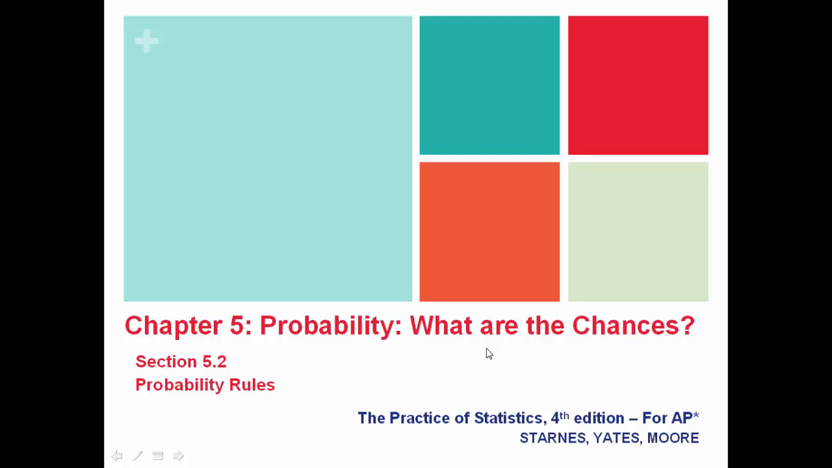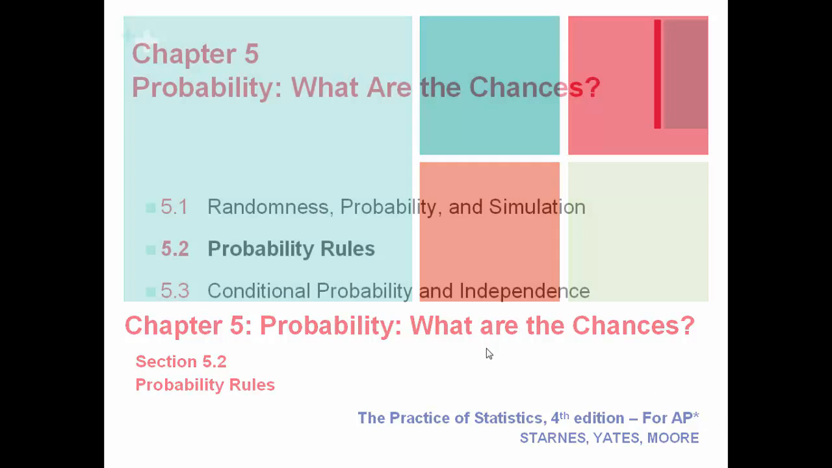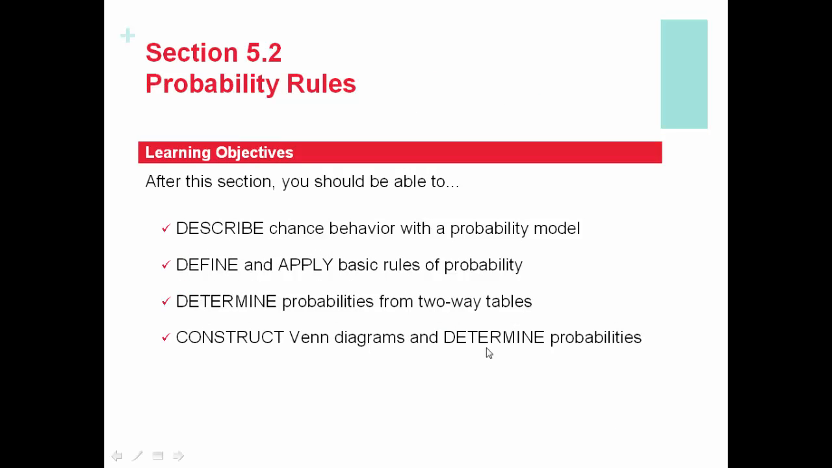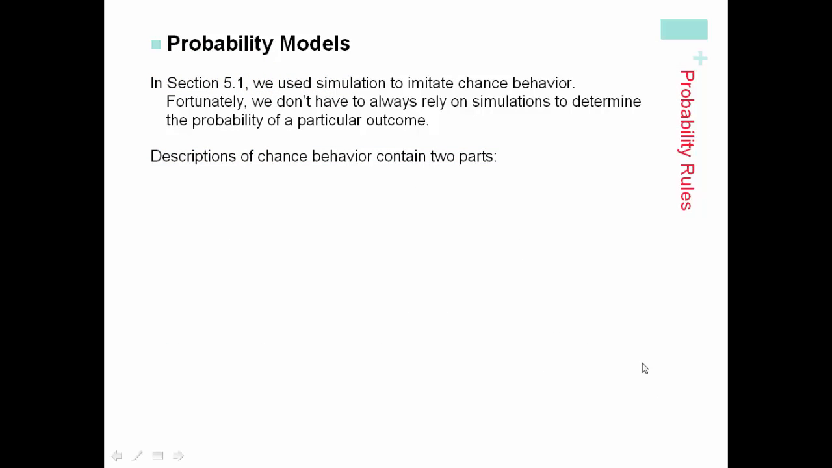Our lesson today is on probability rules. We'll look at the probability model, basic rules of probability, two-way tables, and Venn diagrams. In section 5.1, we use simulation to imitate chance behavior.